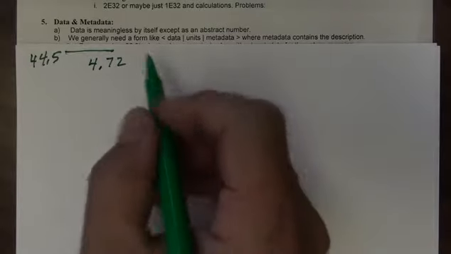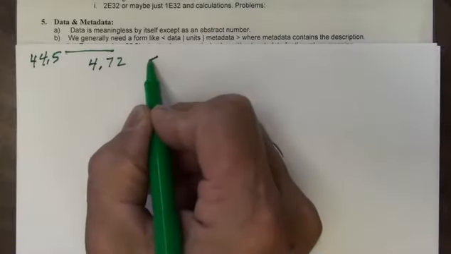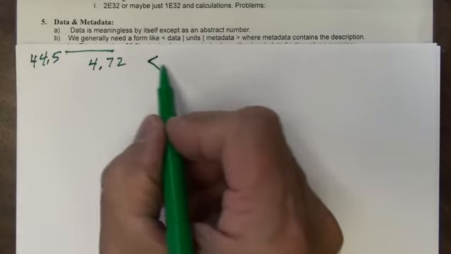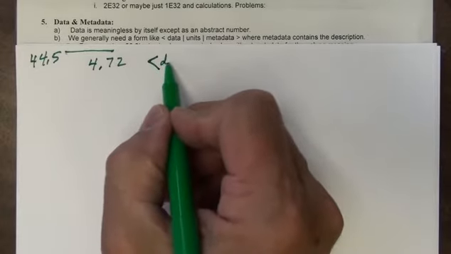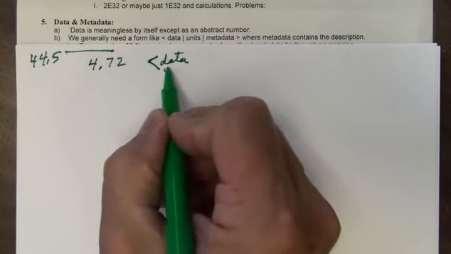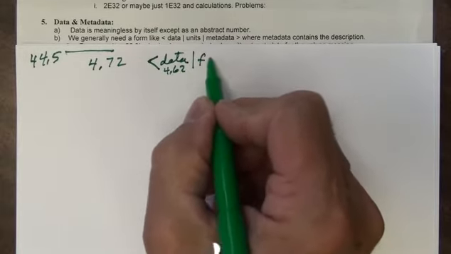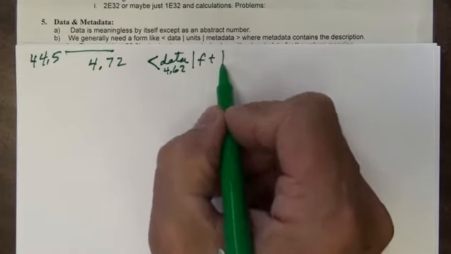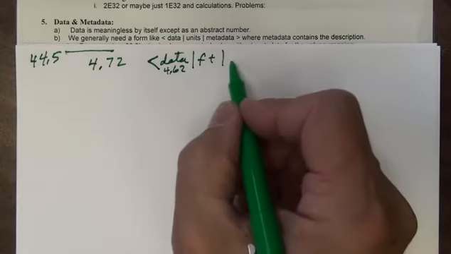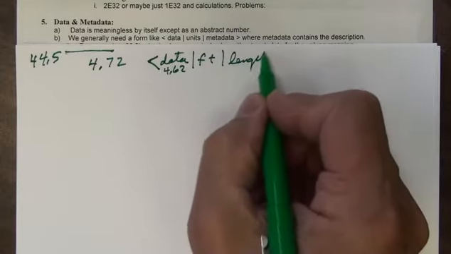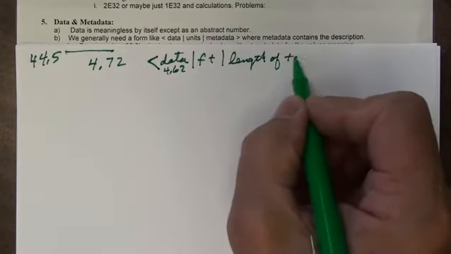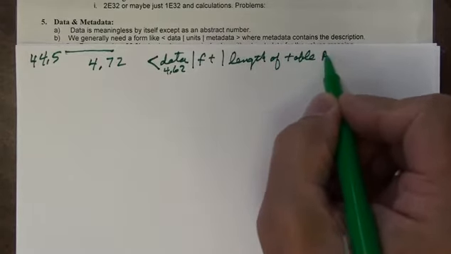And one way to do that is to say our data should have a form of: what is the data? That's 4.62. What are the units? Feet. And what is it referring to? Length of table A4.